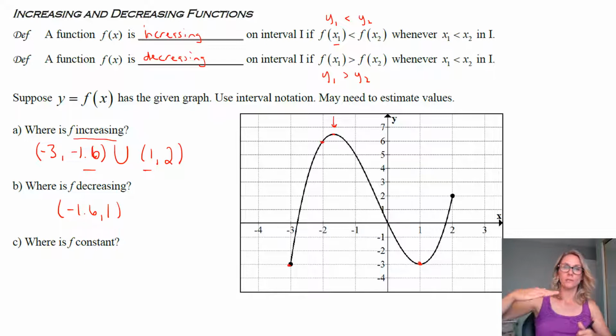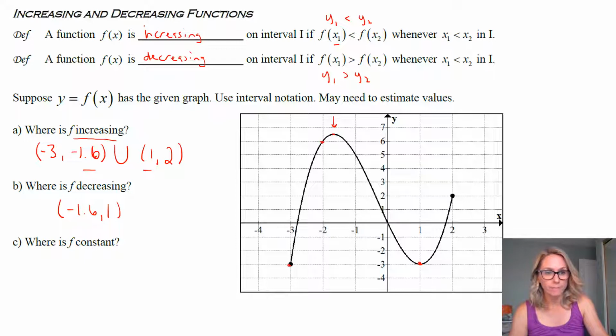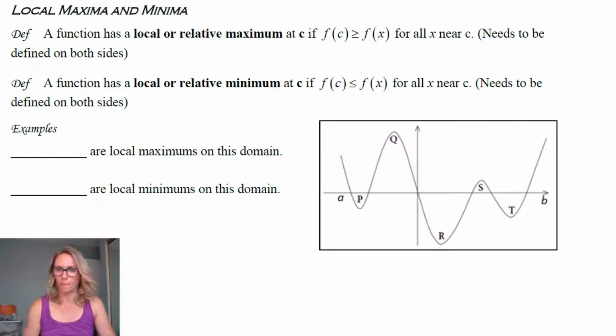Now, if the function were constant, it would just have a place where it's that constant function that's just a horizontal line. Looking at this, I don't see anything. There's no place where it just continually gives us the same y value. Because of that, where is f constant? Nowhere. Nowhere at all.